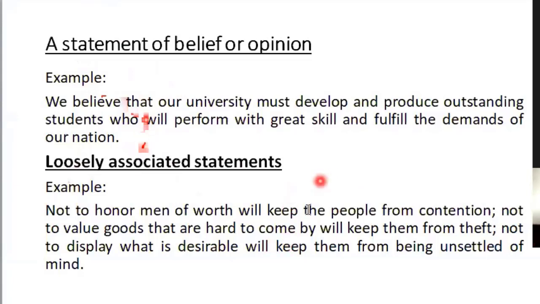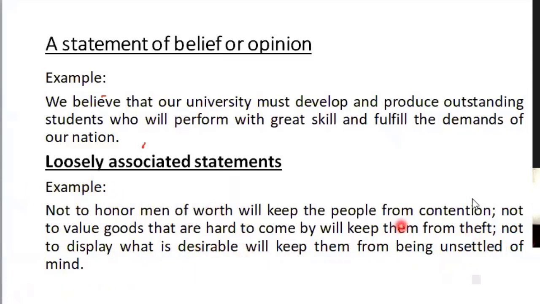only stand alone. They are loosely associated. They lack coherence. For example, look at these examples. It lacks evidence. Not honoring men of words will keep people from contention. Not valuing goods that are rare will keep them from theft. Not to display what is desirable will keep them from being unsettled of the mind.